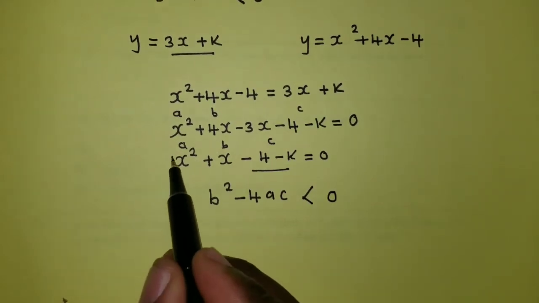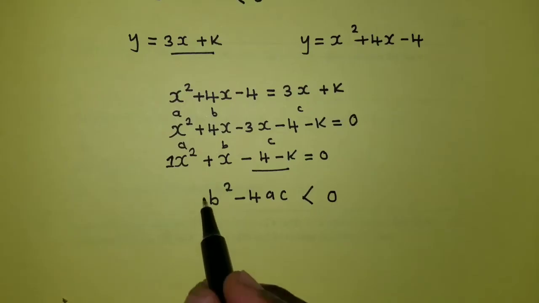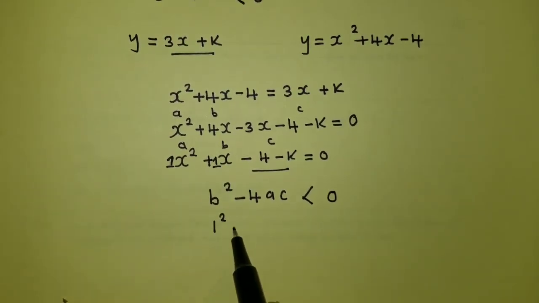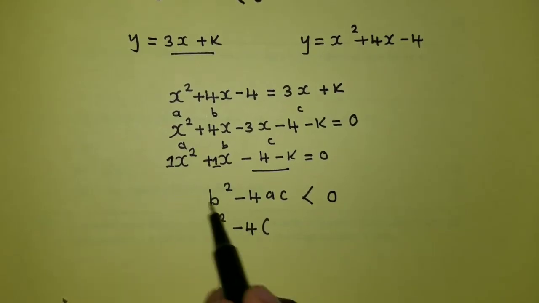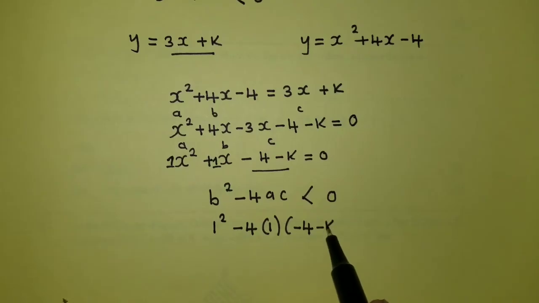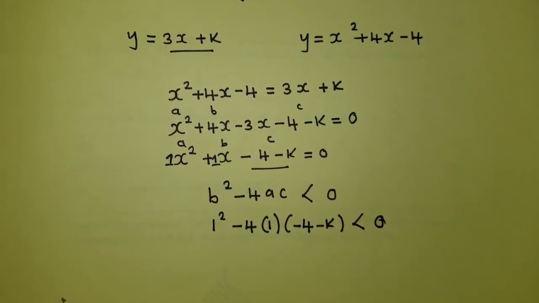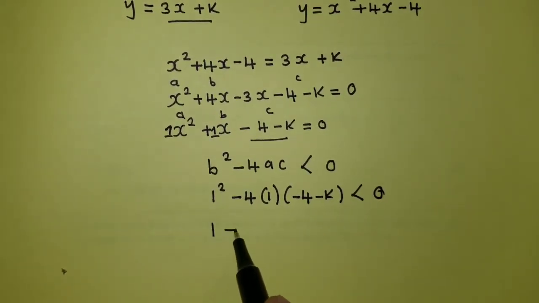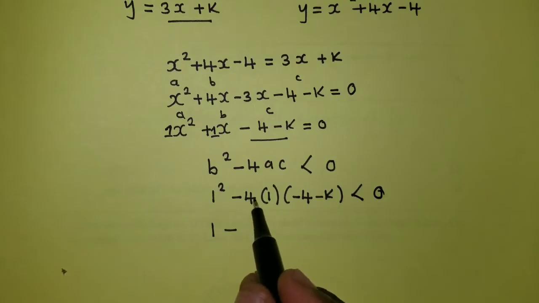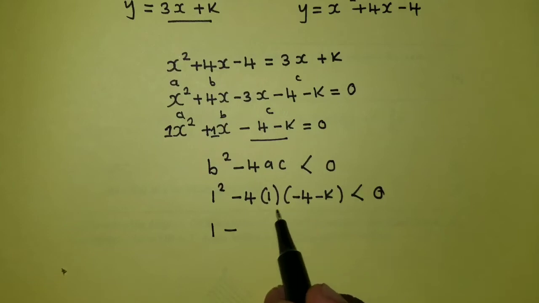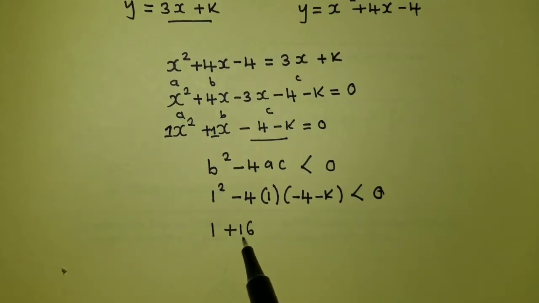getting. So the number that is in front here, and here it's a 1. So for b, it's a 1 squared minus 4, a, it's a 1, and c, it's a negative 4 minus k, less than 0. So we just solve this inequality. We are getting negative 4 times 1, it's a negative 4, times negative 4, it's positive 16.